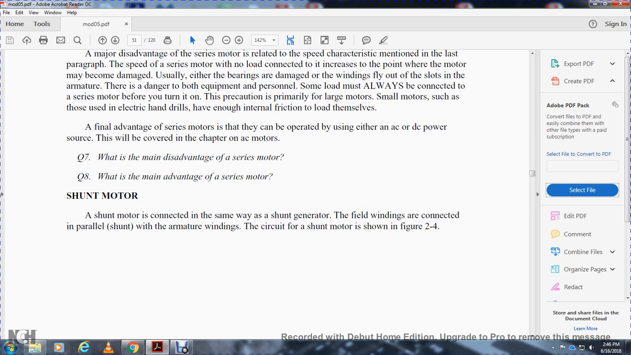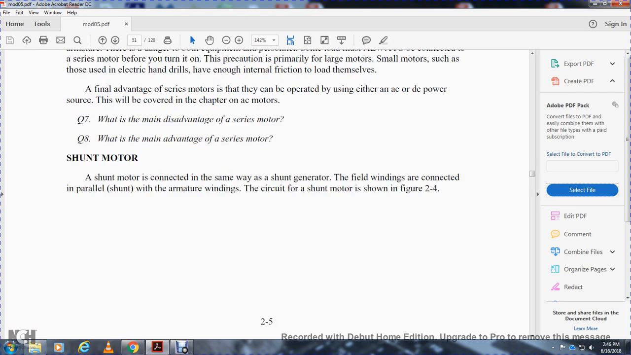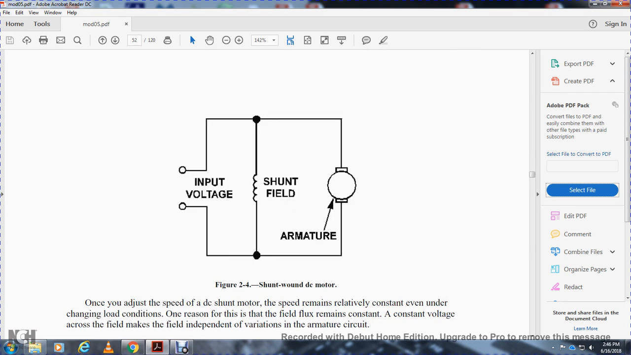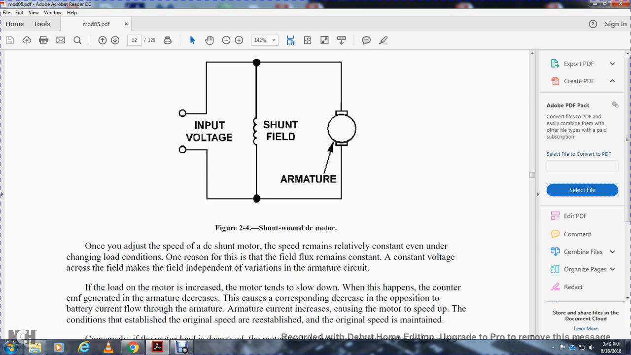Alright, the shunt motor. The shunt motor is connected the same way as the shunt generator. The field windings are connected in parallel with the armature winding. The circuit of the shunt motor, Figure 2-4, shows the shunt field, the armature, and the input voltage. Once you adjust the speed of the DC shunt motor, the speed remains relatively constant even under changing load conditions.